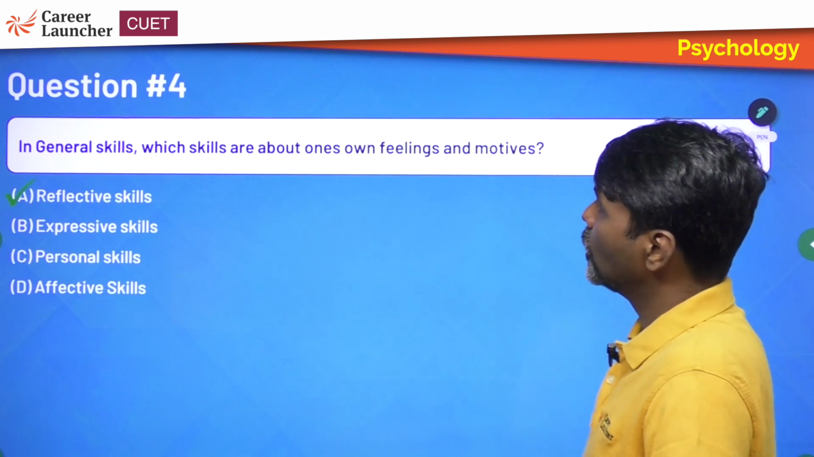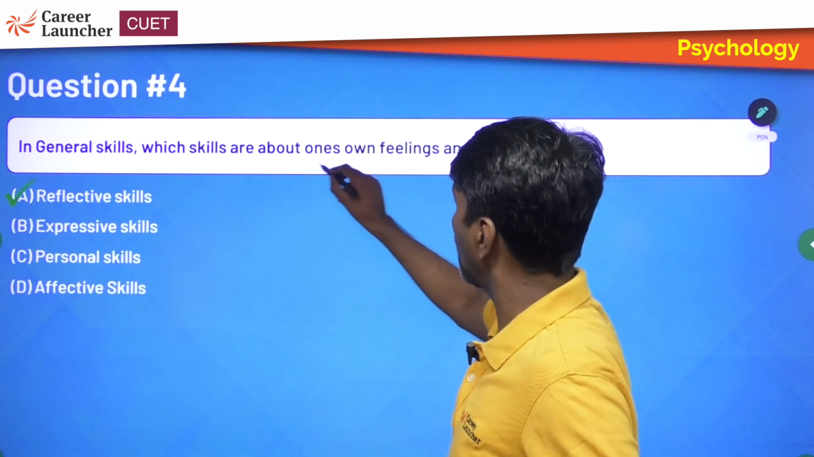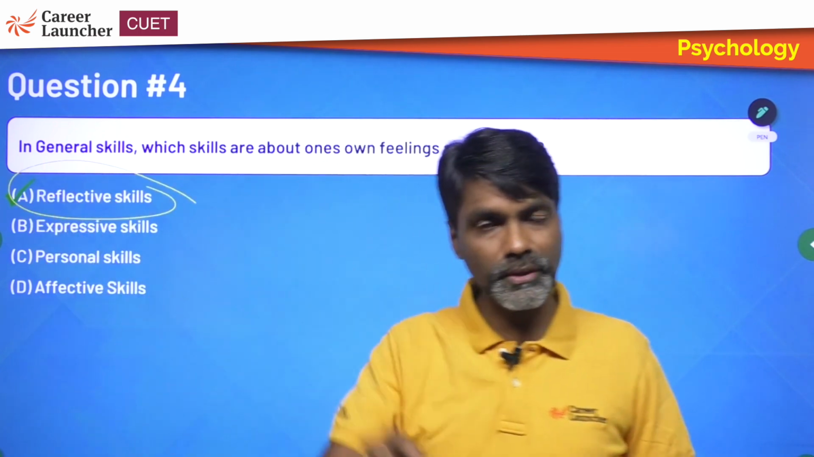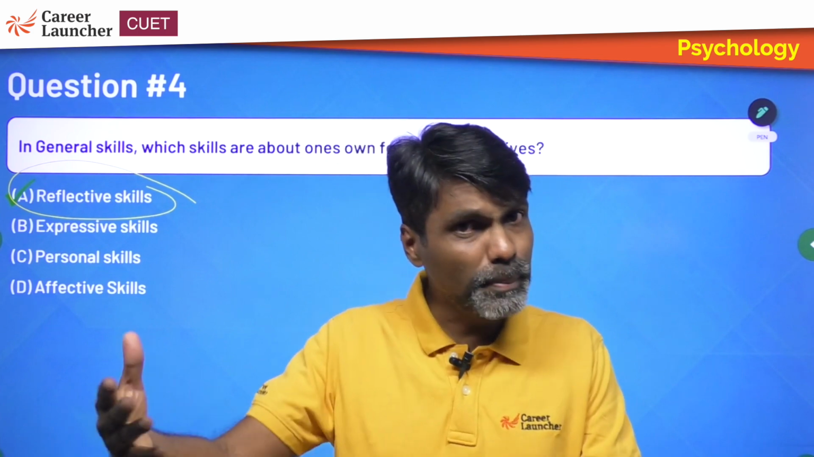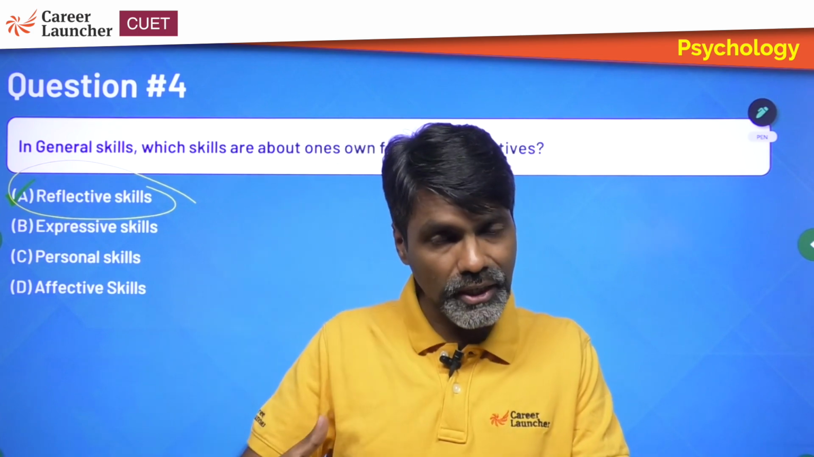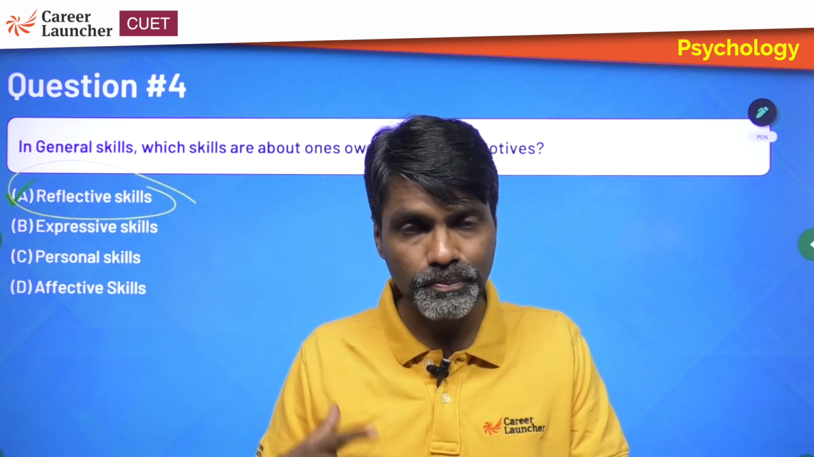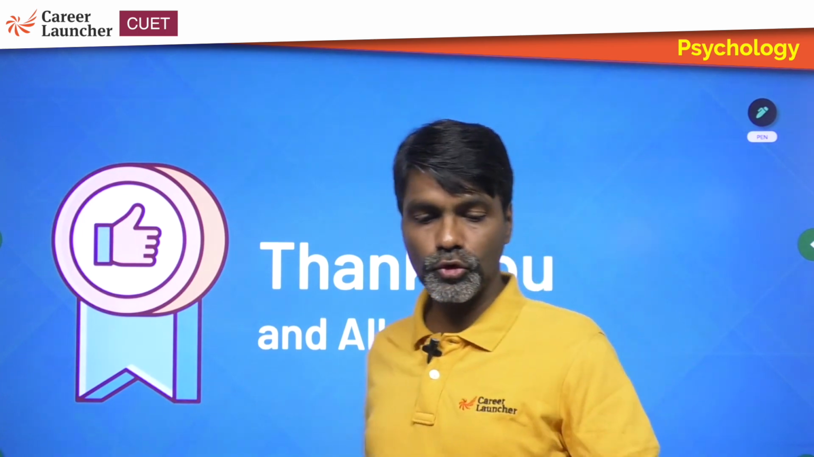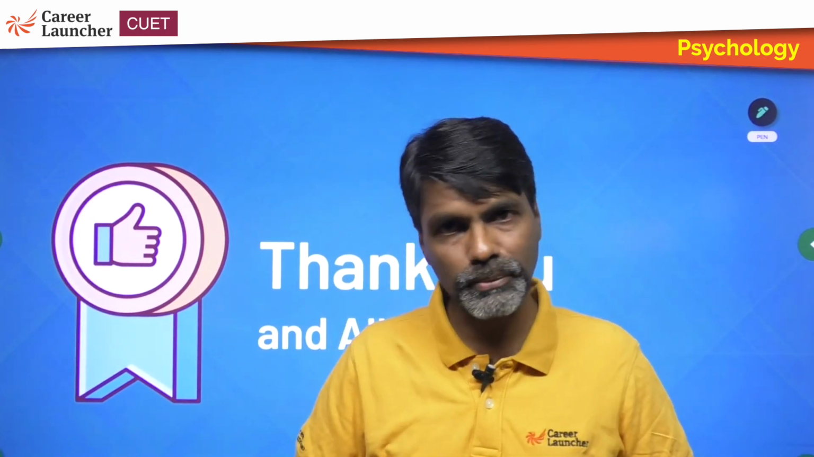In general skills, which skills are about one's own feelings and motives? We started the chapter with this called as the reflective skills. Ability to reflect on myself, my biases, my feelings, my anxieties. Reflective skills. ठीक? I think that brings us to the end of part 1 of this chapter of developing psychology skills.